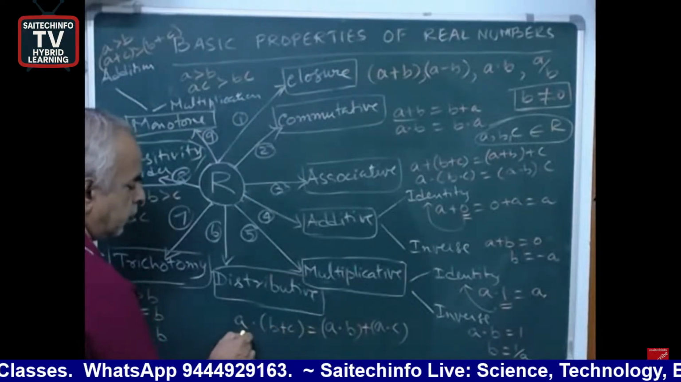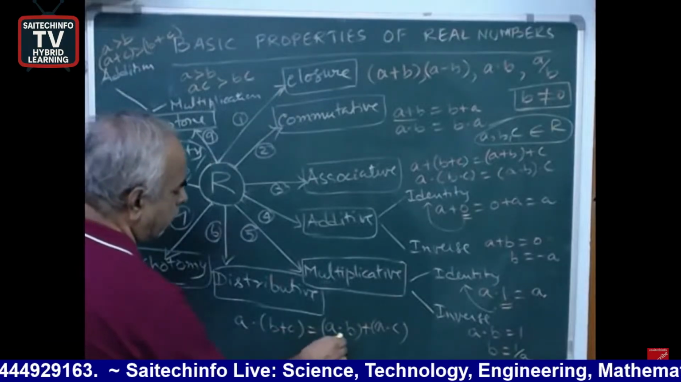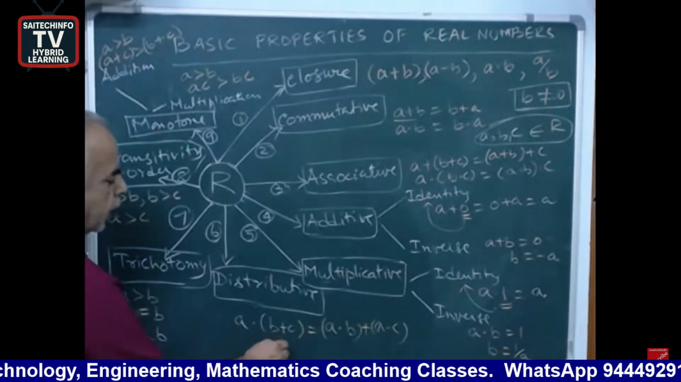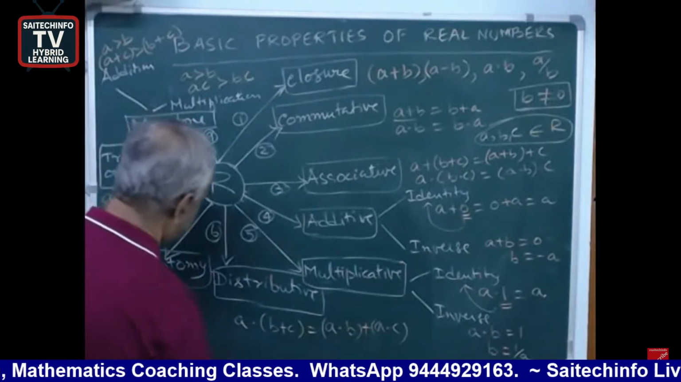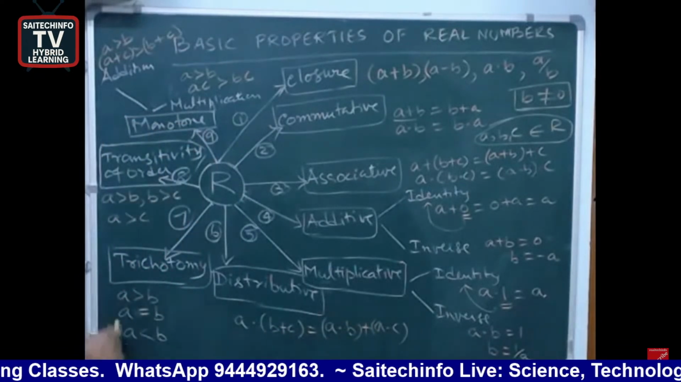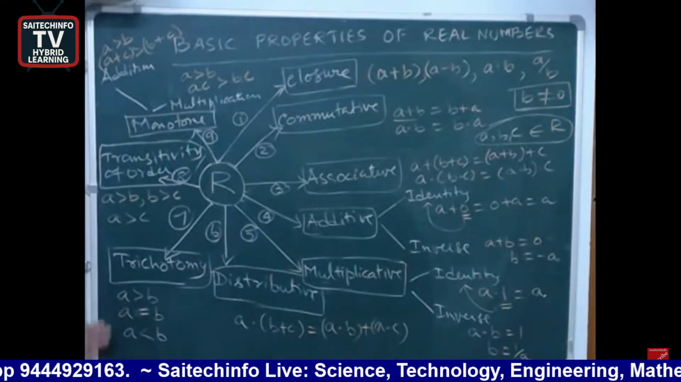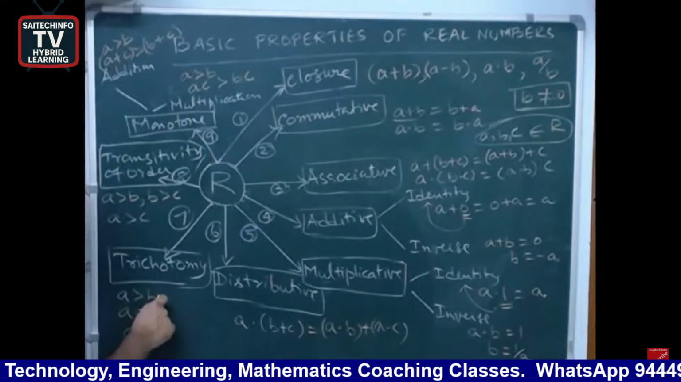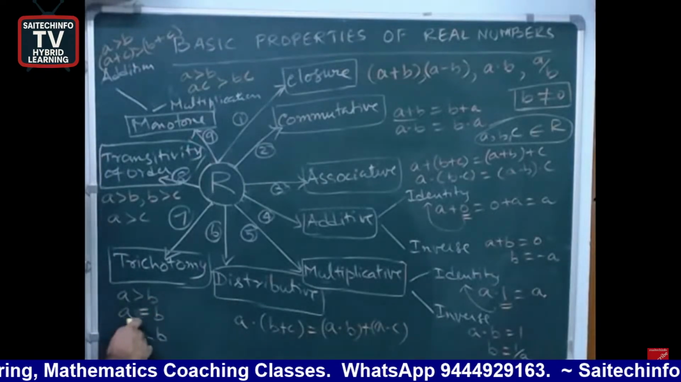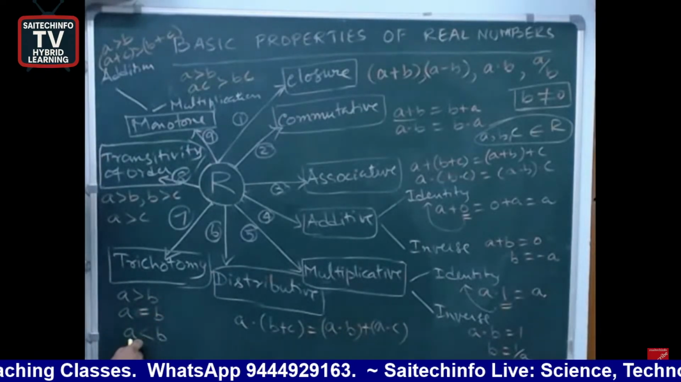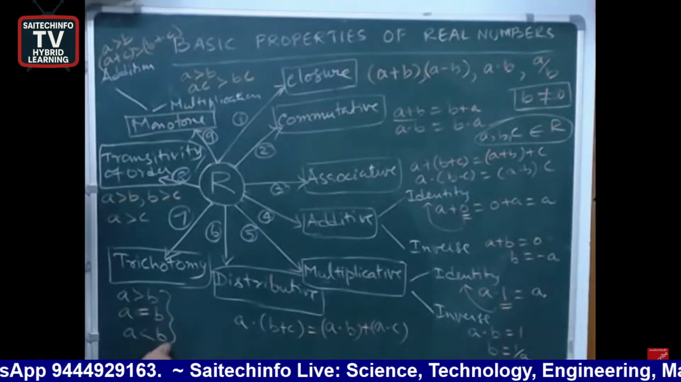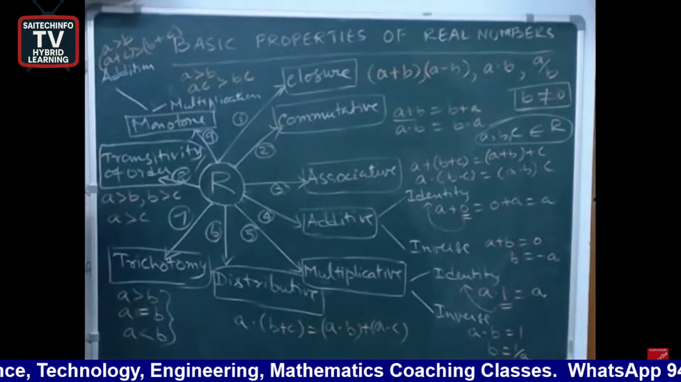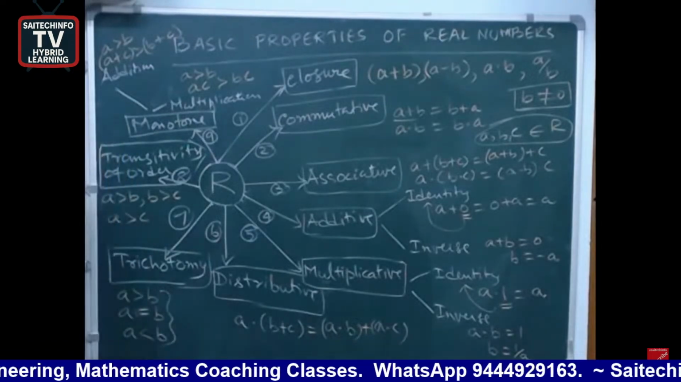Then distributive law in the same sense, that is A dot B plus C is equal to A dot B plus A dot C. So this multiplication is distributed to B and C like this. So this is called distributive law. And trichotomy, for example, when you take any two real numbers, here A is greater than B, or A is equal to B, or A is less than B. So all lie within these three symbols only. And this is known as trichotomy.